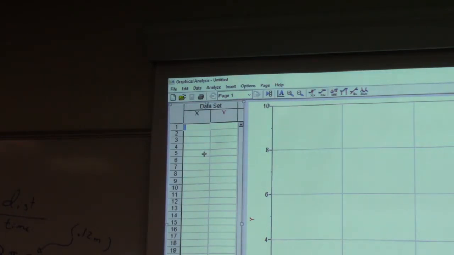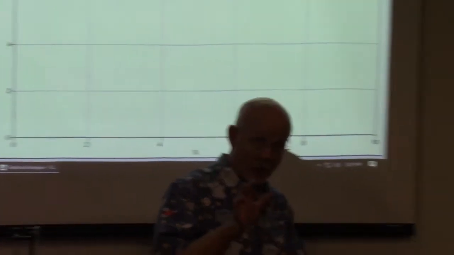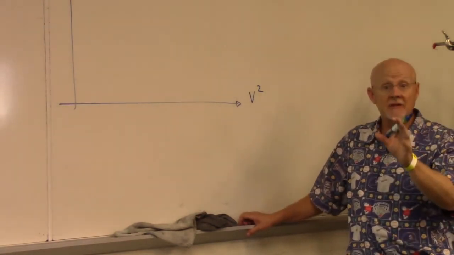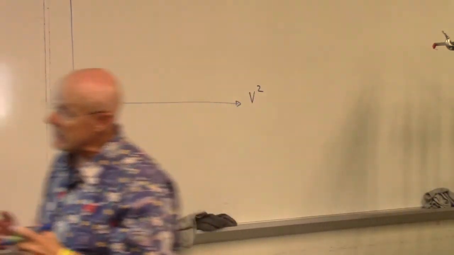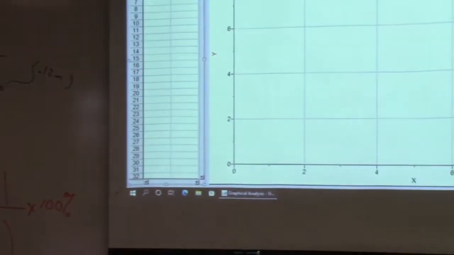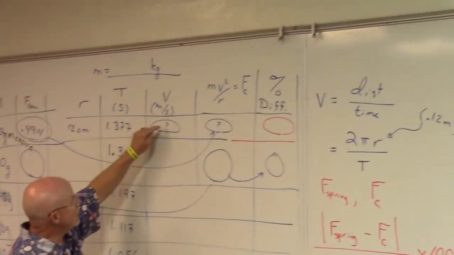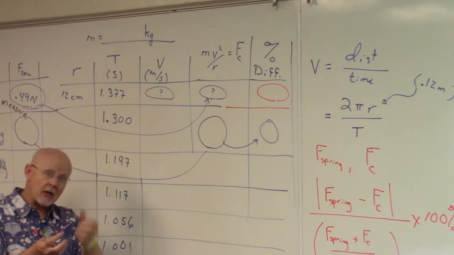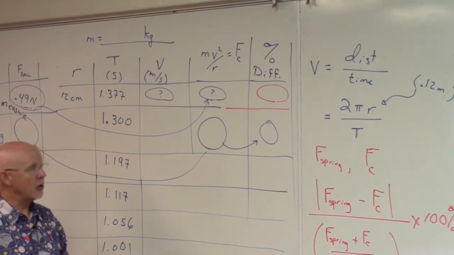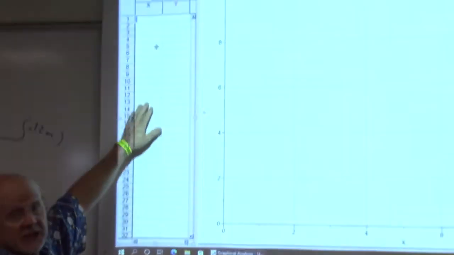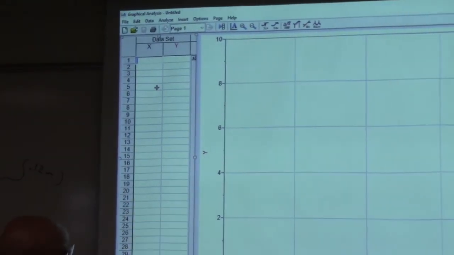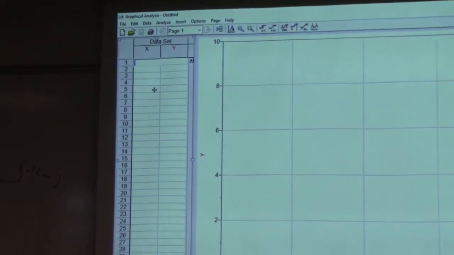Now, here's something that might look a little weird at first, but I hope this helps. Plot velocity squared on the x-axis. Notice I didn't say velocity. So what you're going to need to do before you can even type them in is take your data for velocity, these six times, put it into your calculator, square it, and now you can type in velocity squared. Okay? And so that goes into the x column.